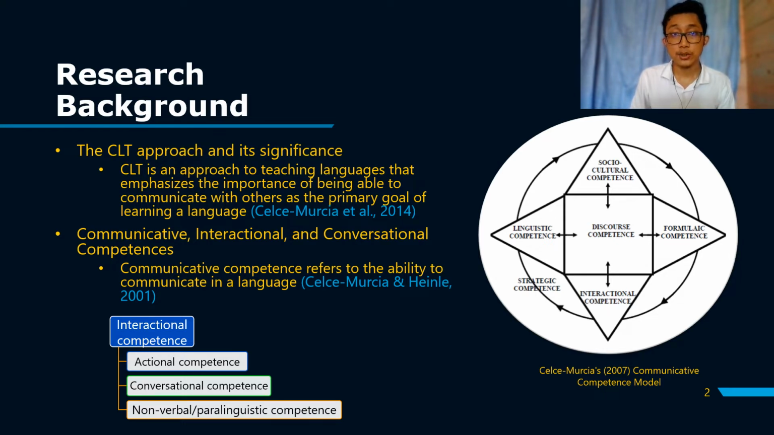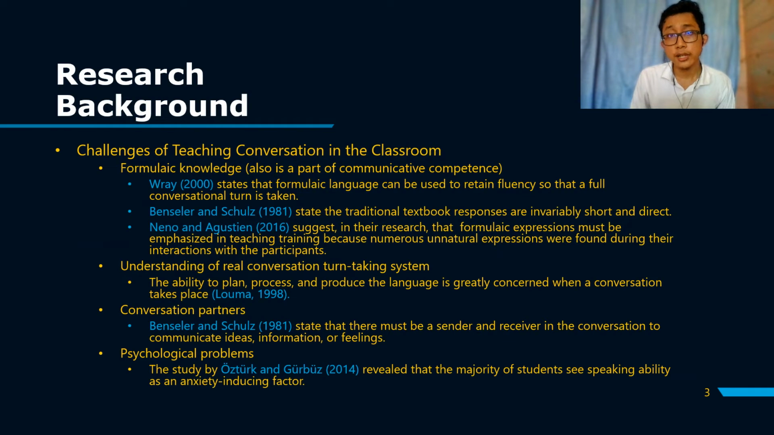Conversational competence is rooted in the conversational turn-taking system, that is how to open or close a conversation, establish and change topics, or when you have to interrupt a conversation. There are some challenges in the classroom that might influence students' conversational competence. The first one would be students' formulaic knowledge, which is also a part of communicative competence. This formulaic competence refers to the acquisition of prefabricated and fixed chunks of language, including greetings, pause fillers, or other common expressions. Ray in 2000 states that these sets of expressions are really important in retaining students' fluency in conversation.